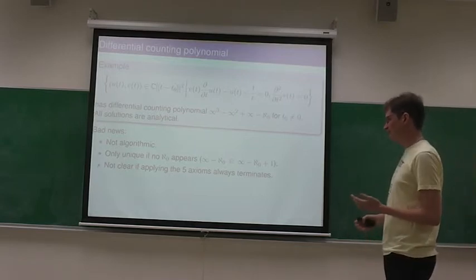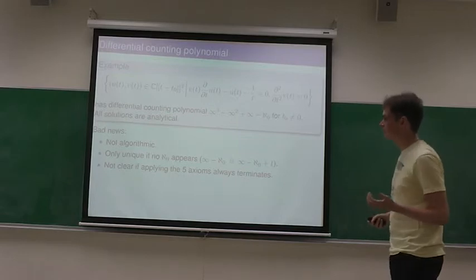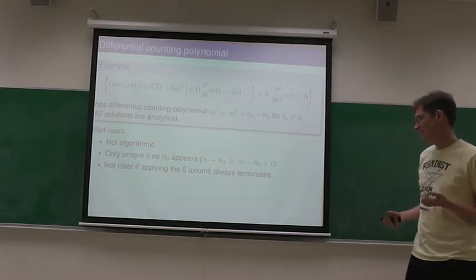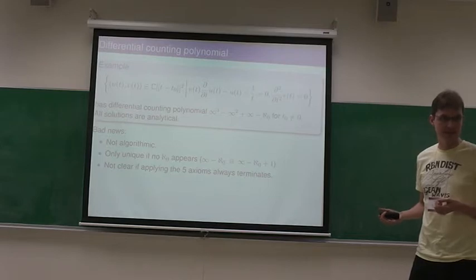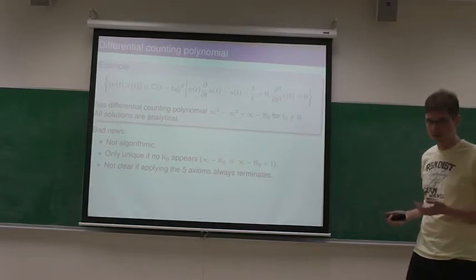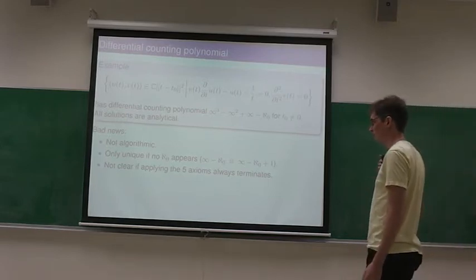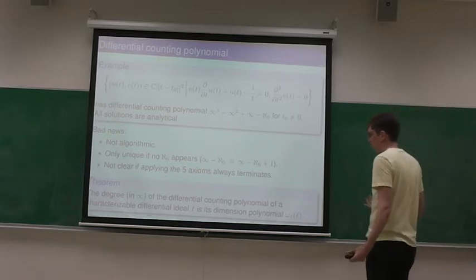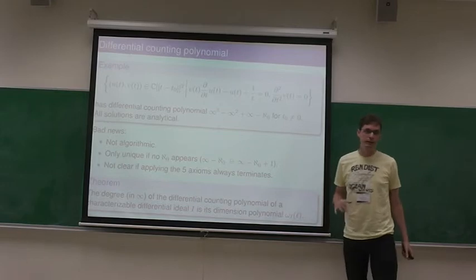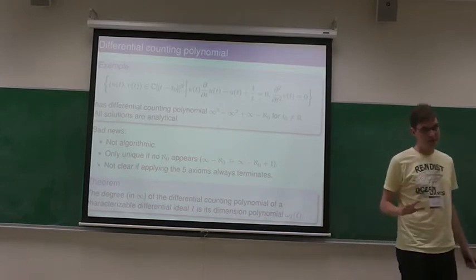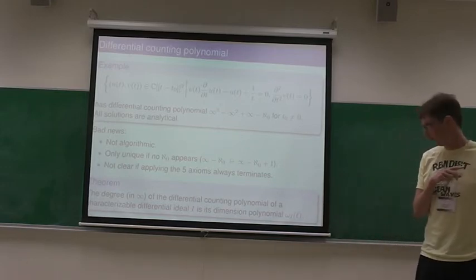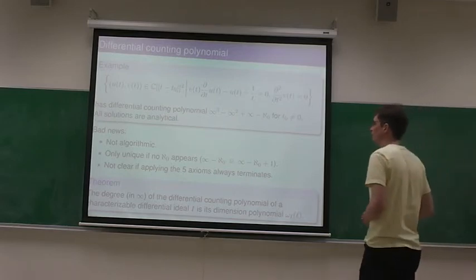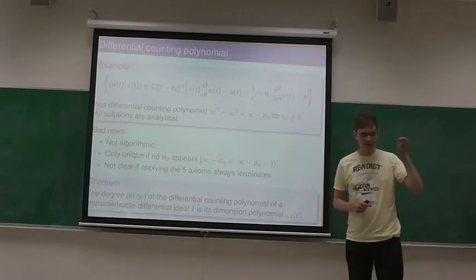So now I would like to show that it's more unique than you might expect, and that there are large classes of examples for which you can give a closed form for the counting polynomial. And the first is a result about the uniqueness. You recall the algebraic counting polynomial had the dimension as its degree, and here the differential counting polynomial also has a degree.